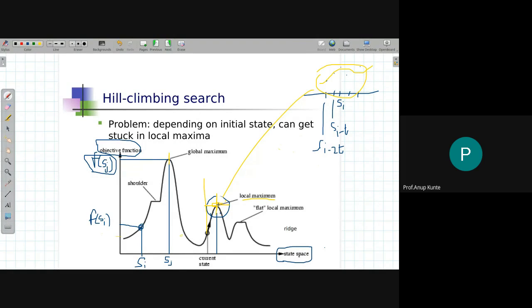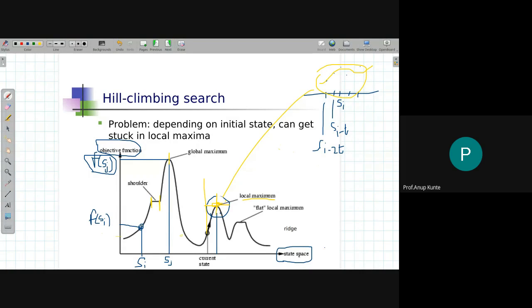Okay. Next thing is the shoulder. Now, if I am anywhere in this portion of the state space, since it's a flat value for the objective function in the neighborhood, I won't be able to navigate over the tree. All the neighborhood states have exactly the same objective function values. So I won't be able to replace the current state with any other state, and I will be stuck in the position where I currently am.